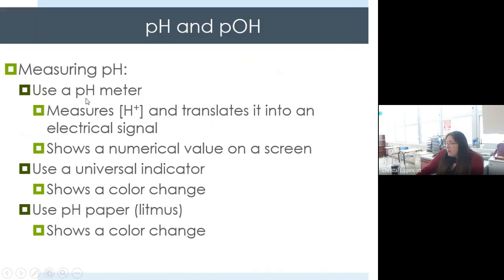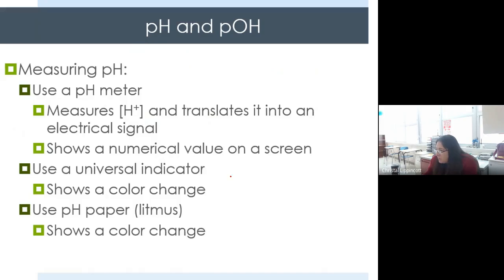Measuring pH, we can do that in a couple different ways. We can use a pH meter. That's going to measure your hydrogen ion concentration. We'll be using that next week. It's going to give an electrical signal, which you can then see on the computer. We also use a universal indicator, which is a variety of different chemicals that will give you an indication of a color change. And then we can also use litmus paper, which shows color change.